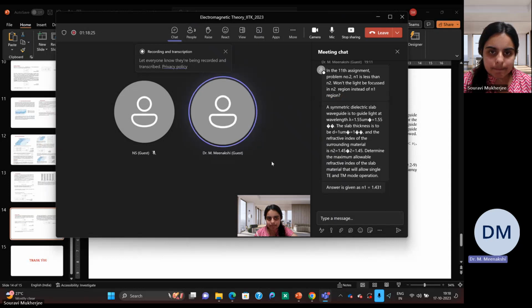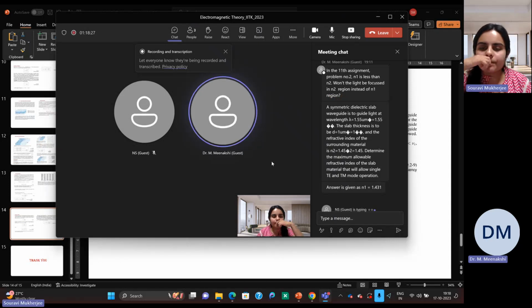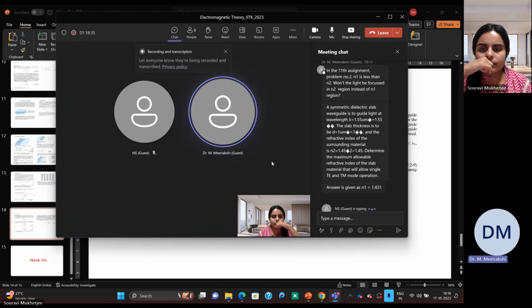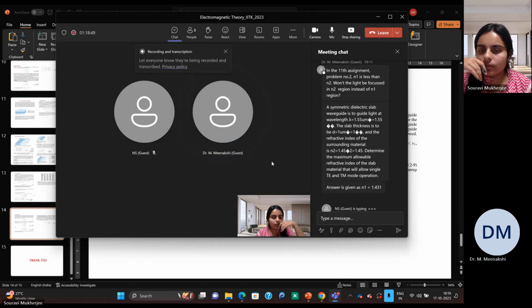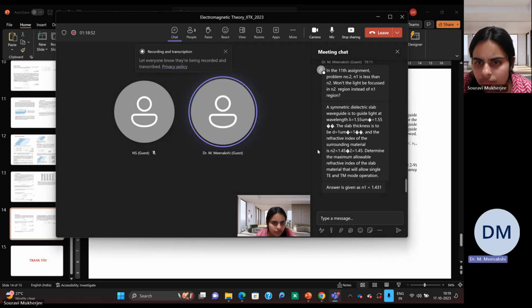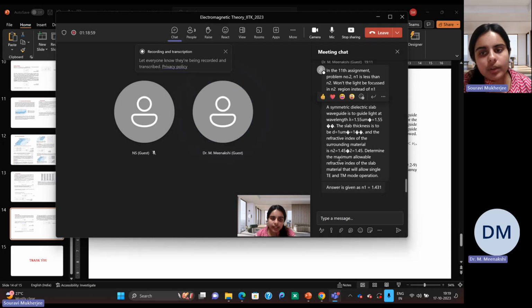Yes, madam. When we consider M equal to 1, it supports a single mode, no doubt. But if we compare N1 and N2, N1 is now less than N2 in this case. N1 comes to 1.431 and N2 is 1.45. This means that the light won't be confined to the N1 region. We can't get total internal reflection. That's the meaning. So N1 comes out less than N2.